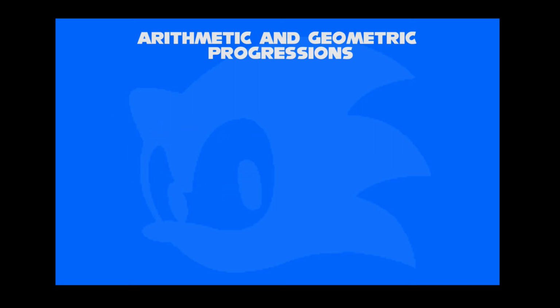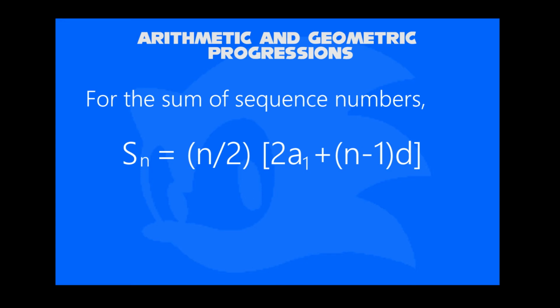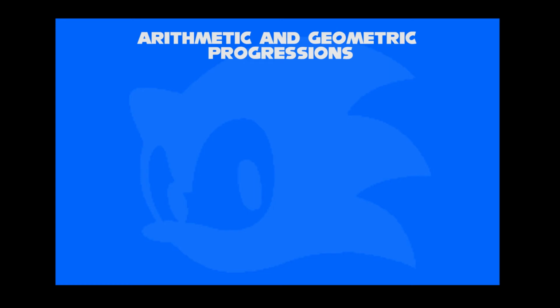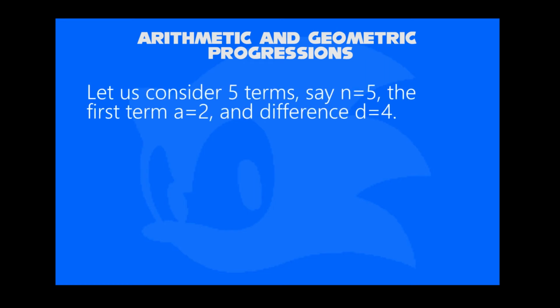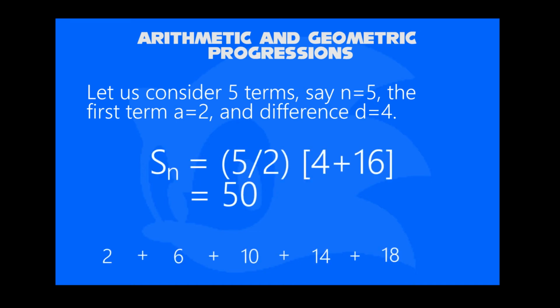Similarly, if we make a sum of sequenced numbers, the formula for the sum of natural numbers S_n is equal to n over 2 times (the first term plus (n minus 1) times d). Let us consider 5 terms, first term 2 and a difference of 4. Then S_n is equal to 5 by 2 times (4 plus 16). The answer is 50, same as 2 plus 6 plus 10 plus 14 plus 18.